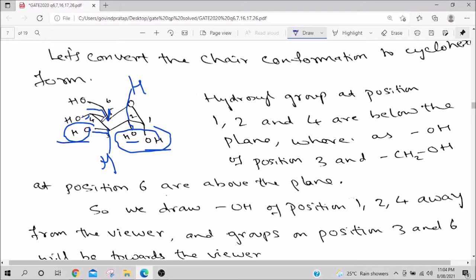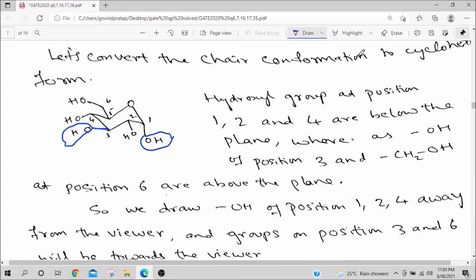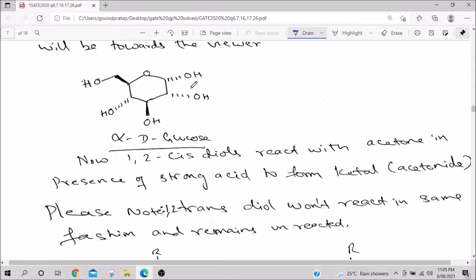So it's always good to draw in a way, whenever you see the cyclohexane form, always do this without any doubt. If you see something below the plane, draw it away from the viewer in 3-dimensional form. If you see something above the plane, draw it toward the viewer. So let me make alpha D glucose. This one is below the plane, you can see here, below the plane, so I am drawing it away from the viewer.